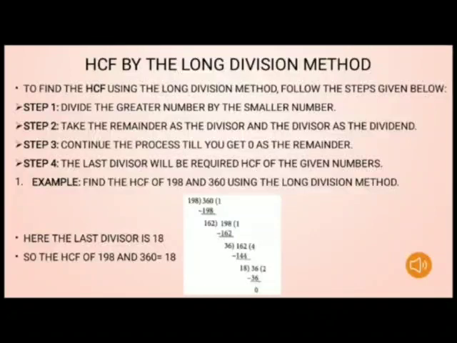Students, as you can see in the slide, find the HCF of 198 and 360 using the long division method. So, 360 divided by 198, you can see the remainder is 162 and the quotient is 1. Now, this remainder will act as a divisor and the divisor as the dividend. Now, you can see 198 divided by 162. Again, the quotient is 1 and the remainder is 36. Now, this 36 will become the divisor and 162 the dividend. Now again the process goes on till we get remainder 0. Here the last divisor is 18. So the HCF of 198 and 360 is equal to 18.